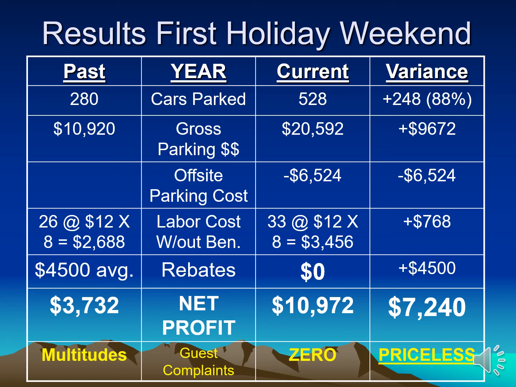Past year was $10,920 was the revenue for parking. This year was $20,592. The off-site parking cost was $6,524, and everybody worked. Last year, we gave $4,500 in rebates to irate guests. This year, nobody was irate. We didn't give any rebates.